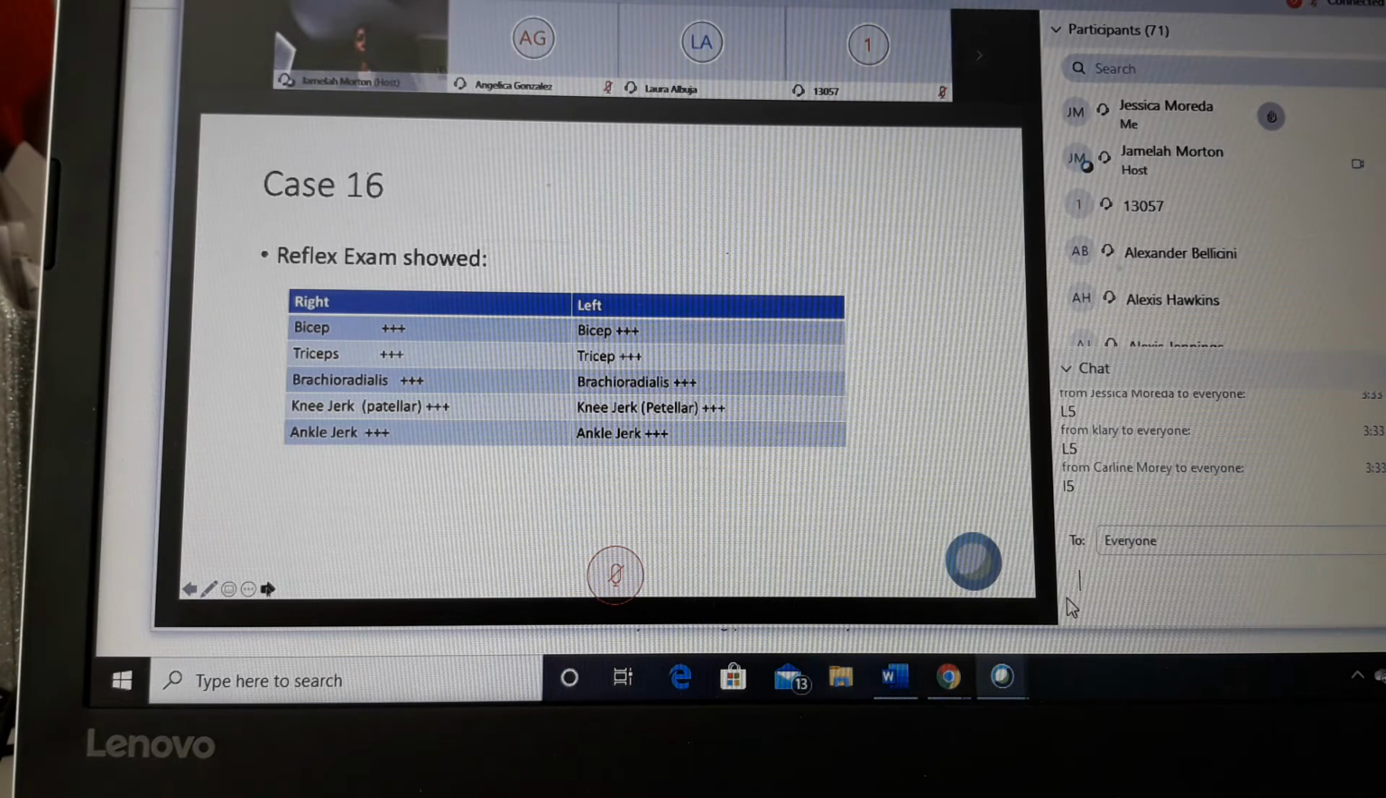Everyone's saying L5. Exactly. This is definitely the L5 nerve root. Looking at everything that's affected, it's a lateral spread of the pain, lateral nerve root compression, with numbness in the lateral aspect of the leg and the dorsum of the foot. That is all indicative of L5.